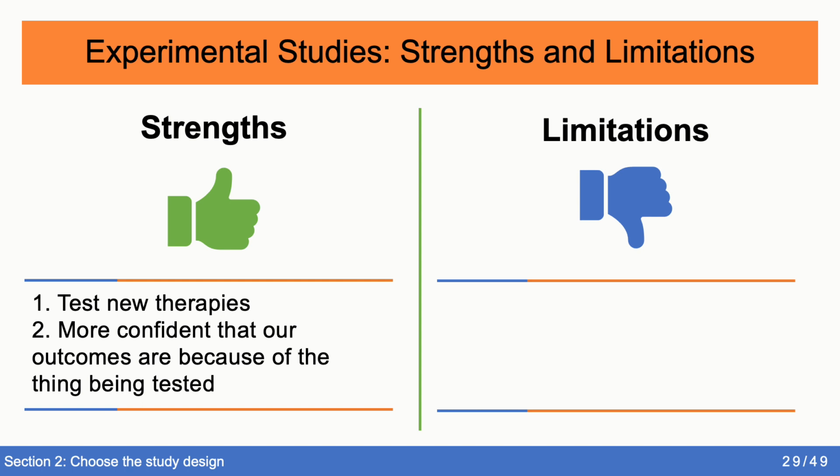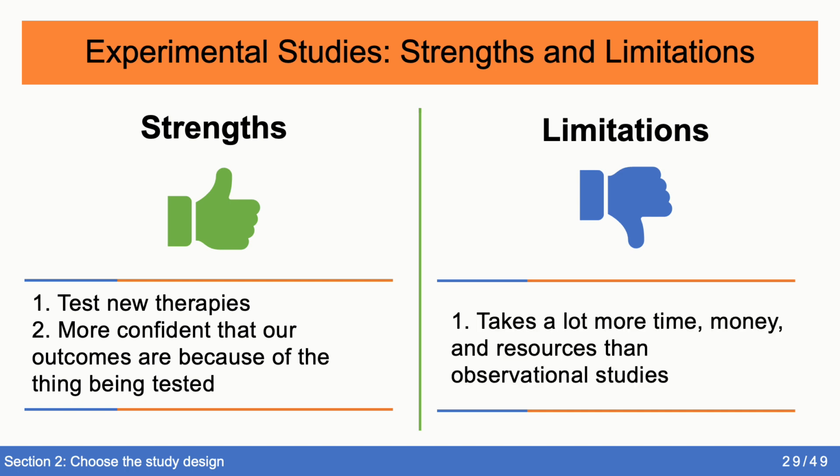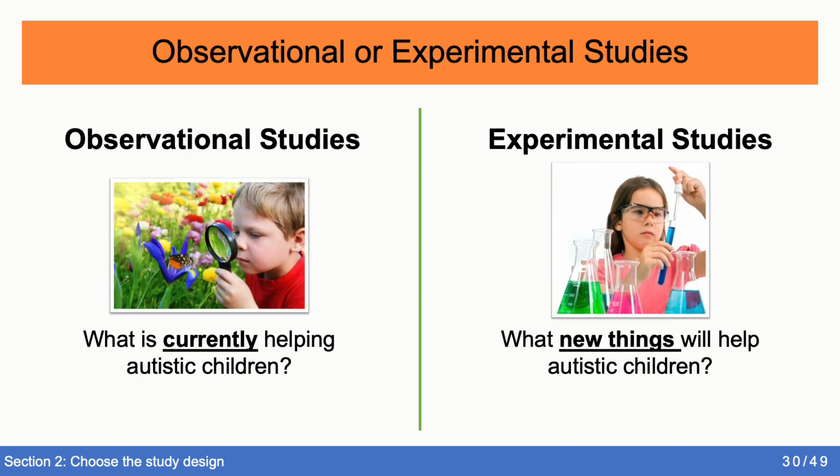They also make us more confident that our outcomes are because of the thing being tested and not an outside variable. But experimental studies take a lot more time, money, and resources than observational studies. Observational studies are very helpful for understanding what is currently helping autistic children and families. But researchers must use experimental studies to understand what new things will also help autistic children and families.